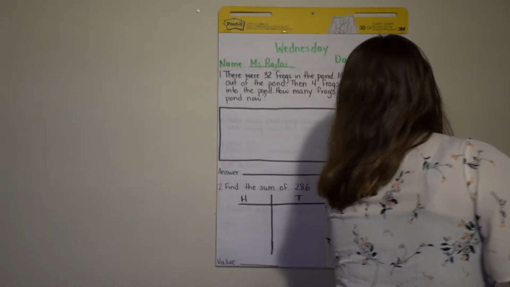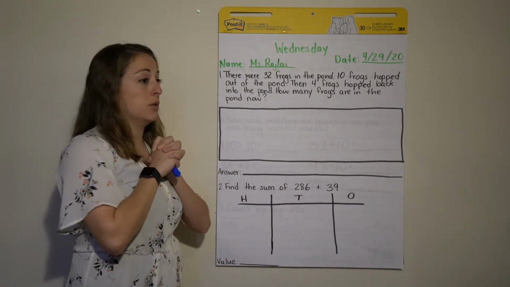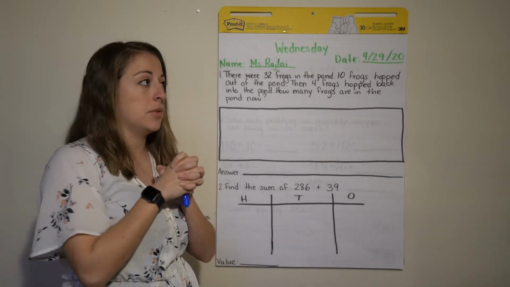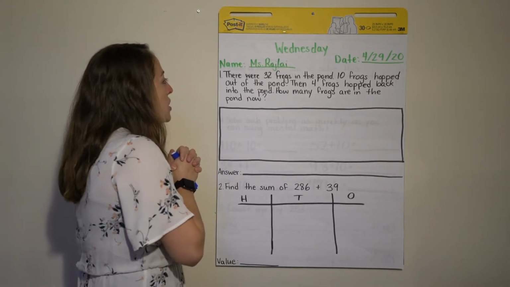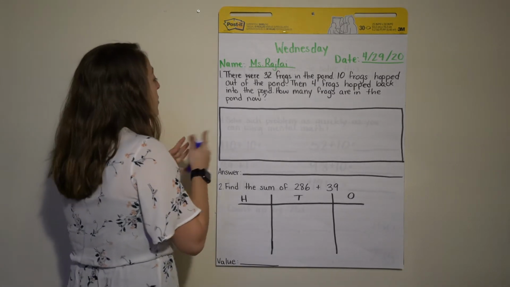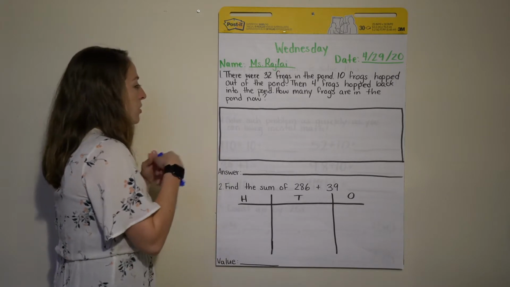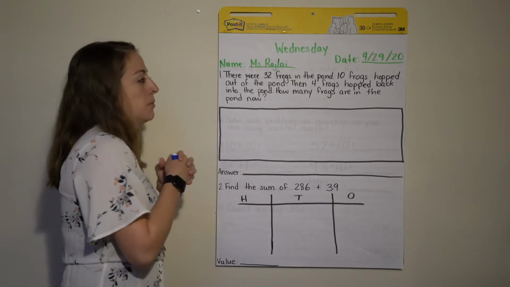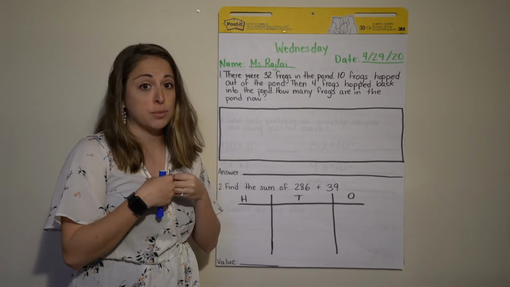Okay, so this word problem's a little bit different than what we've been doing, but we have done a word problem like this before. So I'm going to start to read it. There were 32 frogs in the pond. 10 frogs hopped out of the pond. Then 4 frogs hopped back into the pond. How many frogs are in the pond now? So this is a 2-step word problem.